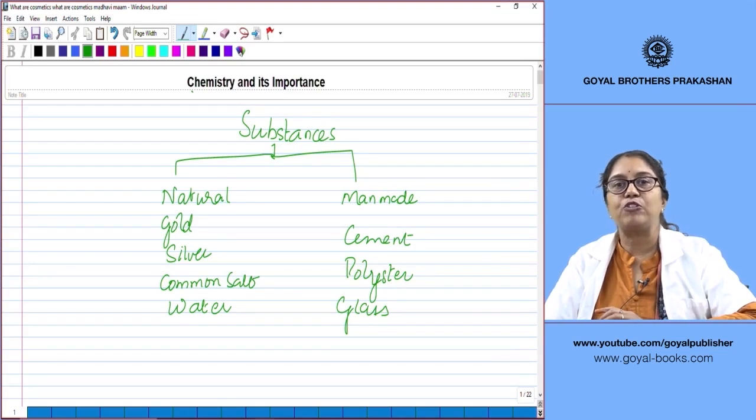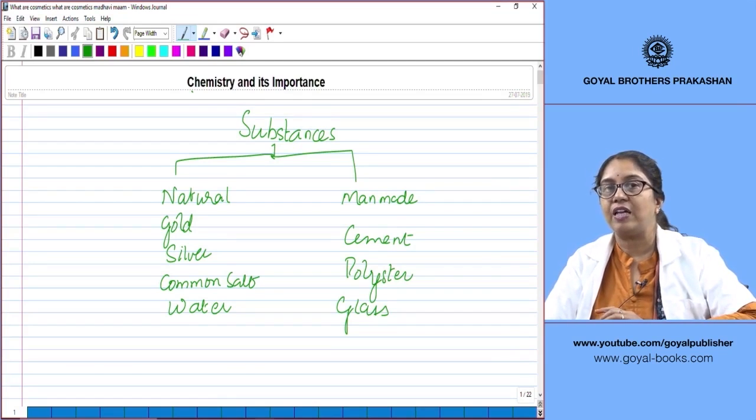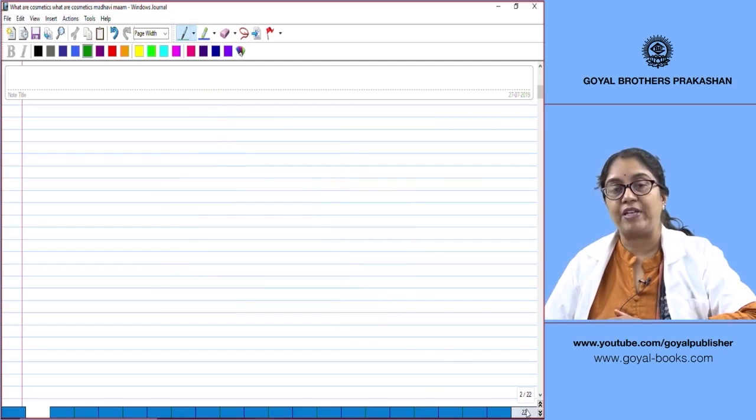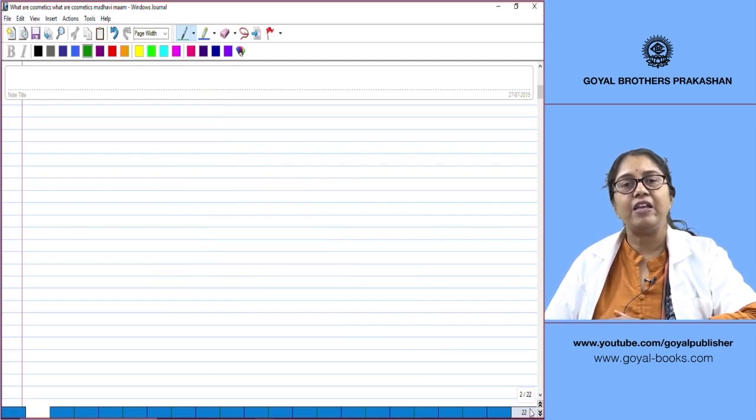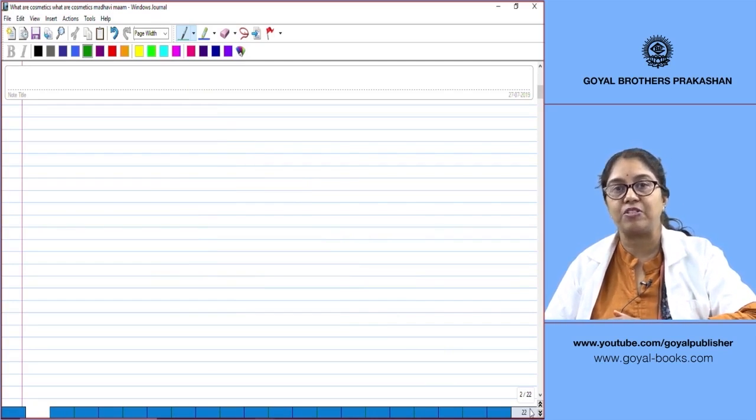Now, coming back to chemistry, children, chemistry plays a very vital role in our day-to-day life. We cannot imagine our life, our routine activities, without the role of chemistry. So today we are going to study the applications of chemistry in our day-to-day life. There are various fields in which we can apply chemistry, and various activities are not possible without the role and influence of chemistry.